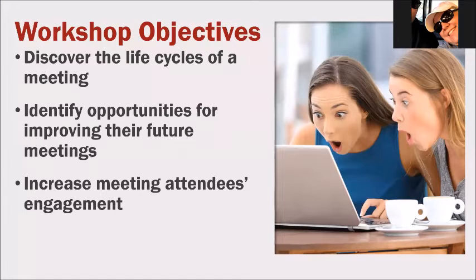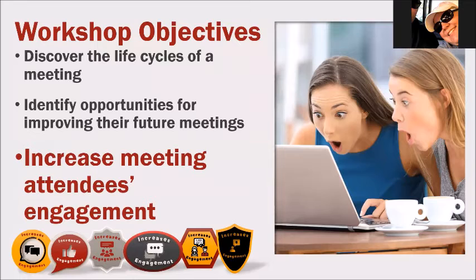All right, so we had some workshop learning objectives, and they were that workshop participants will be able to discover the life cycles of a meeting, identify opportunities for improving their future meetings, and increase meeting attendees' engagement. In fact, increasing participant engagement was overwhelmingly identified by registrants as the one thing they most wanted to learn about at this workshop. So increasing engagement isn't just one thing to do, it's many things you can do.